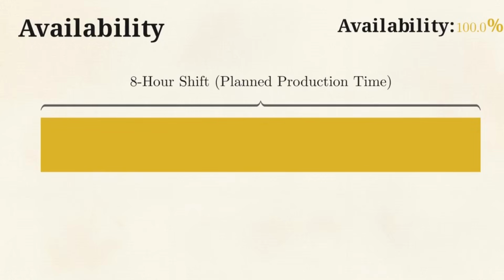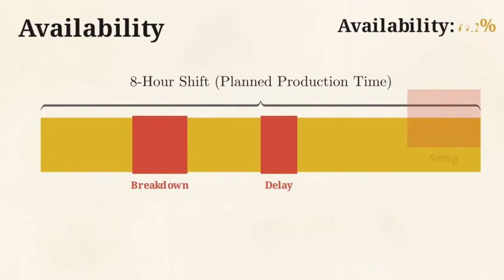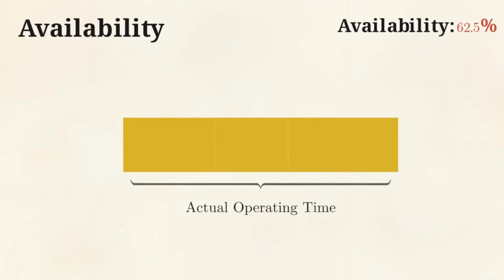The first variable is availability. A solid timeline bar represents an 8-hour shift of ideal runtime, the "is it running" test. But in reality, that perfect shift is shredded by unplanned stops, delays, and breakdowns. Every time the machine goes quiet, your score drops.